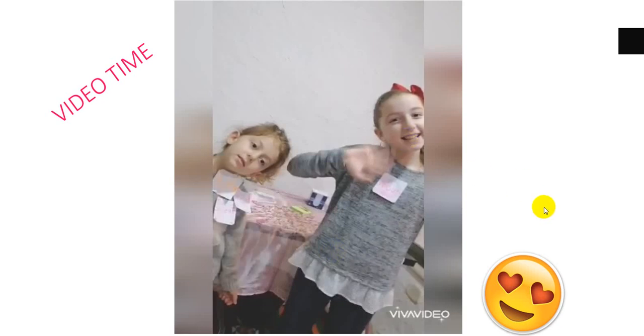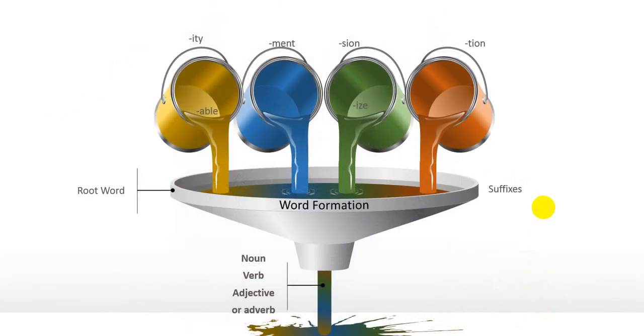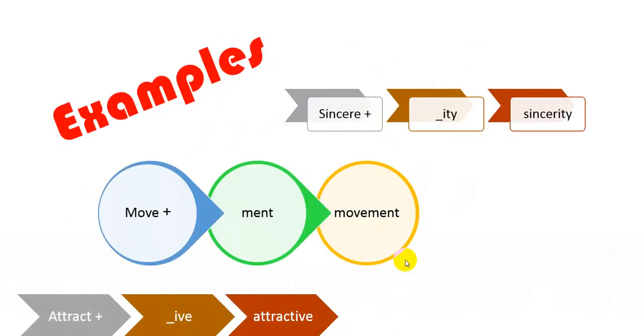So let's see some examples. Before we watch some examples and get to know more about the suffixes, let's look at this chart. This chart shows it's like adding colors or mixing colors together to make a new one. This presents adding suffixes to a noun or a verb or an adjective or an adverb to make it into a new one. Okay? Just keep it in mind.